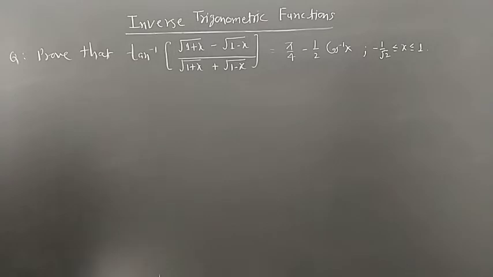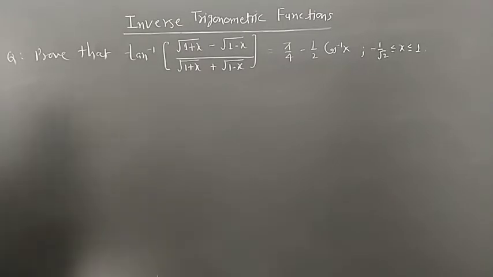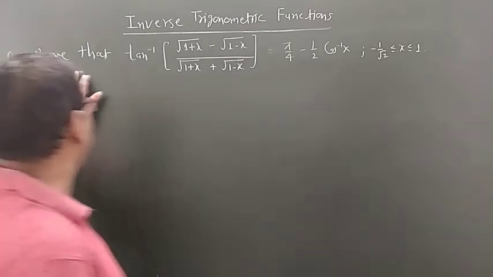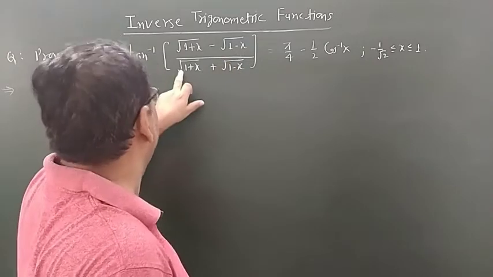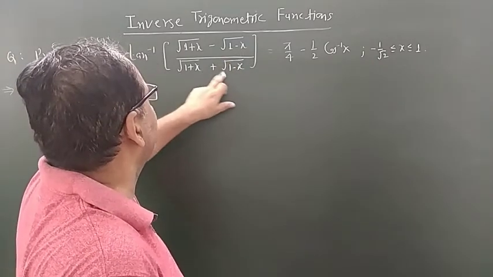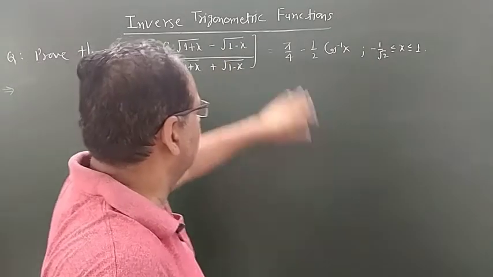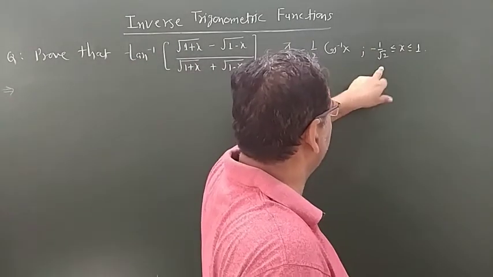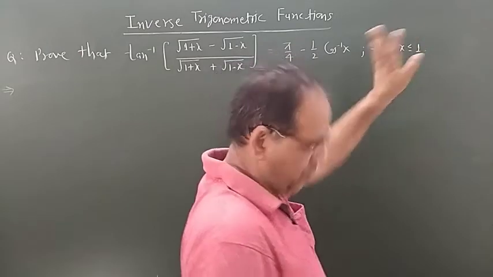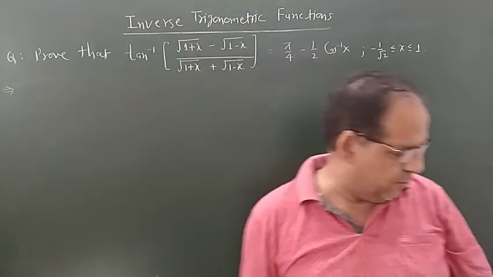Now I am taking one more problem. The question is to prove that tan inverse of (under root 1 plus x minus under root 1 minus x) upon (under root 1 plus x plus under root 1 minus x) equals pi upon 4 minus 1 upon 2 cos inverse x. The restriction is that minus 1 upon under root 2 is less than or equal to x less than or equal to 1.